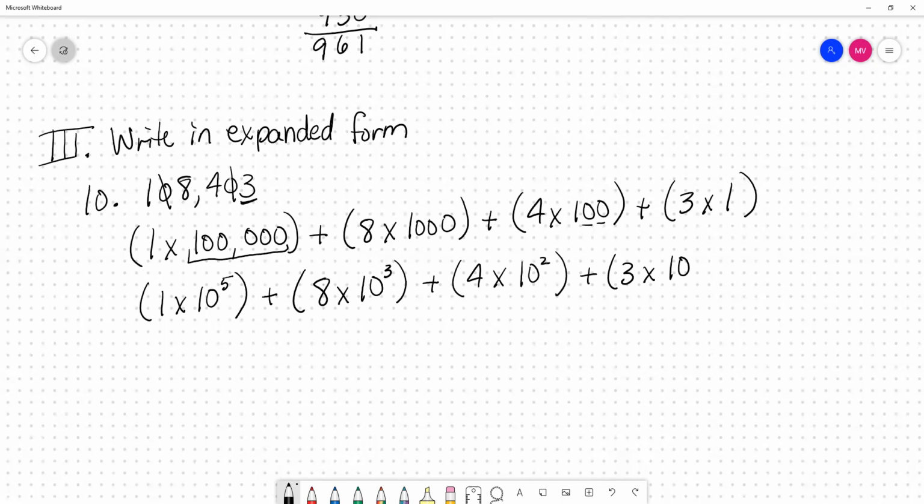Any number to the 0 power is 1. It's 0, because 10 to the power of 1 is 10. But any number, whether it's 365,482,970, if it's raised to the power of 0, its value is 1. Yes, the number in the ones place is always 10 to the power of 0. 3 times 10 to the power of 0.